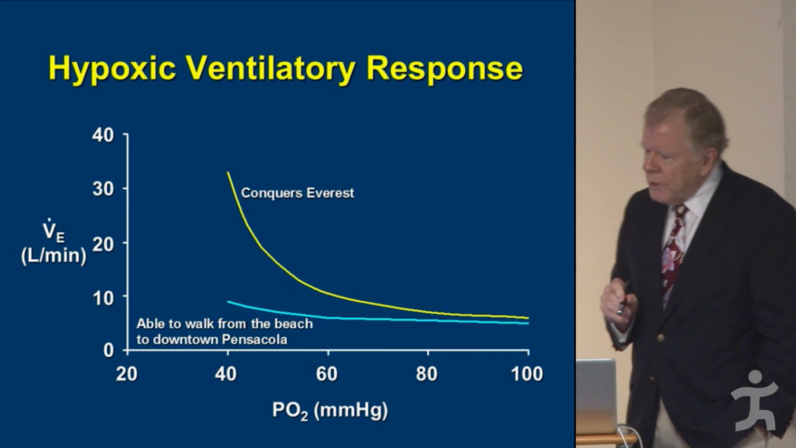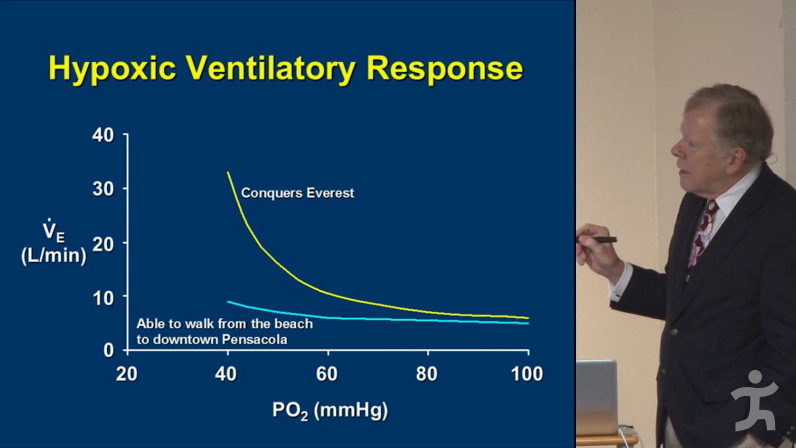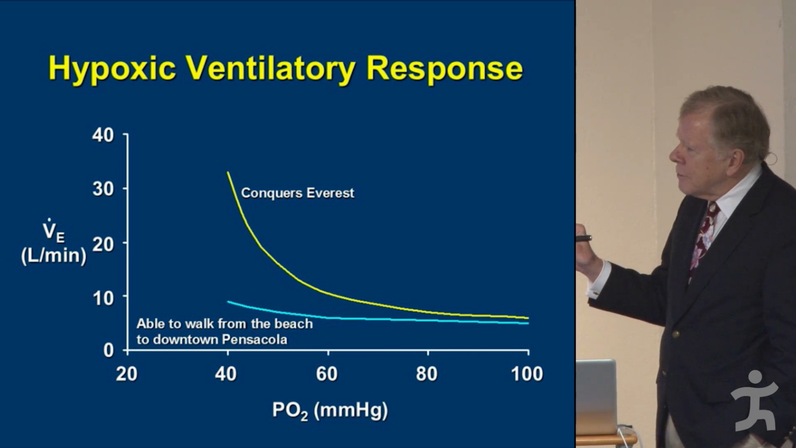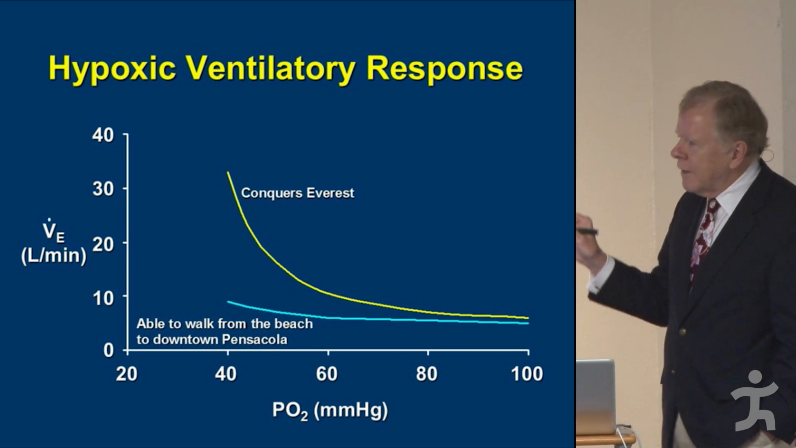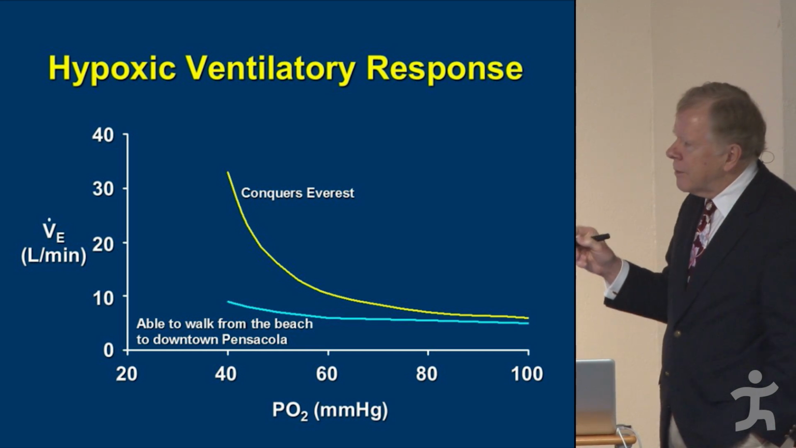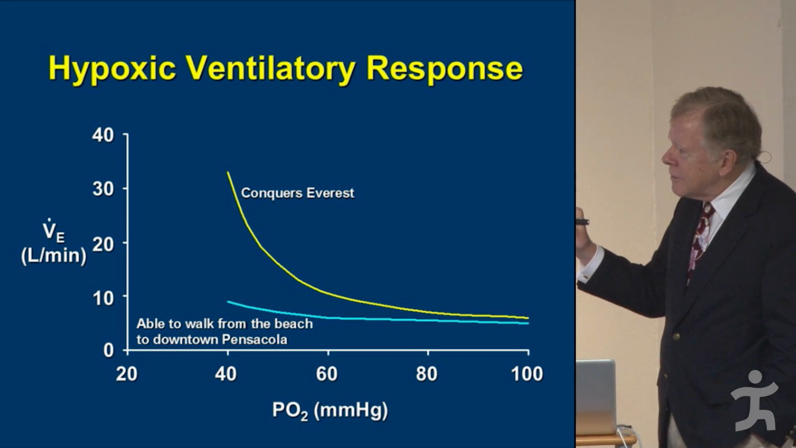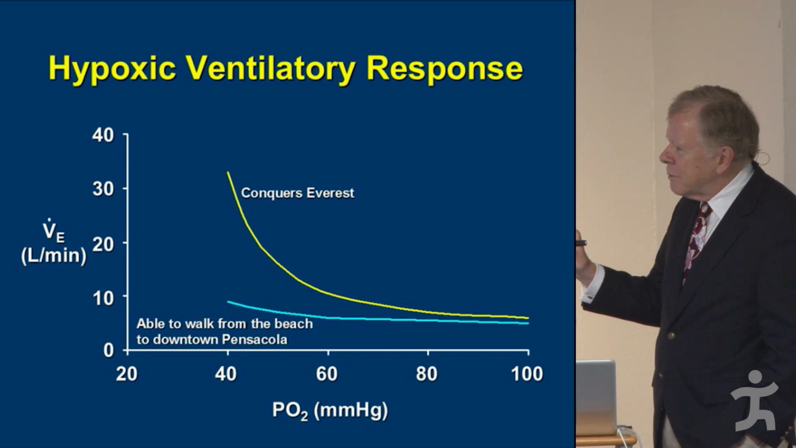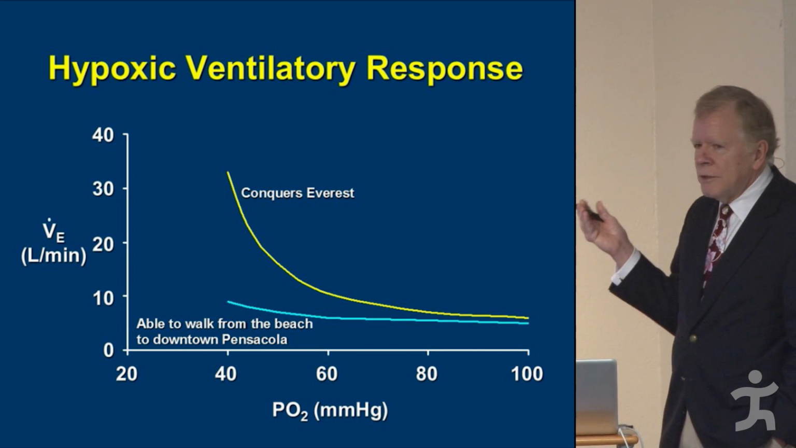Now, the degree to which you can climb mountains depends, in part, on what's called the hypoxic ventilatory response. If you lower PO2, if you go to altitude, the normal response is to increase ventilation. So people hyperventilate, and what that does is it drives their carbon dioxide down, and therefore their oxygen up. If you have a curve that looks like this, you can arguably go to Mount Everest, but some people have a curve that looks like this. They do absolutely fine in everyday life. They live at sea level or whatever. But these people can't do much more than walk from the beach to downtown Pensacola. They definitely should never go on a mountain.